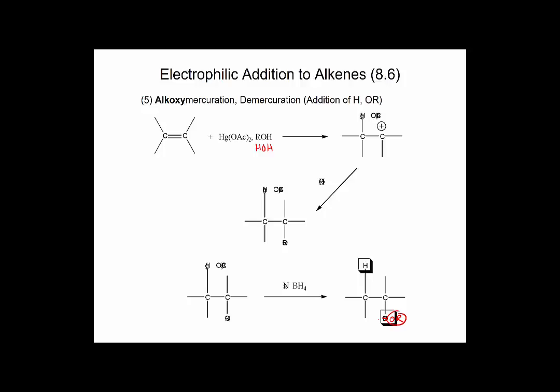HBr and peroxide, what am I adding? I'm adding H and Br. How? Markovnikov, anti-Markovnikov? Anti-Markovnikov. Cis-trans?